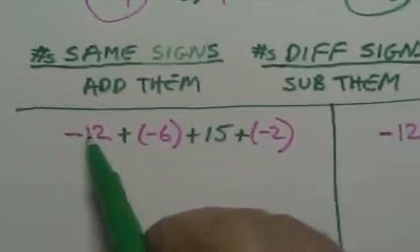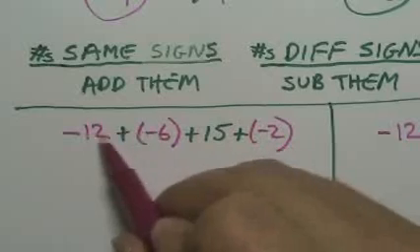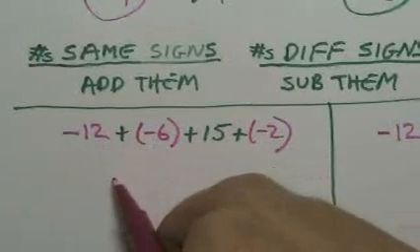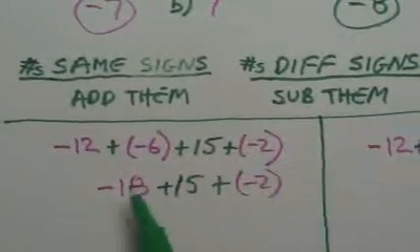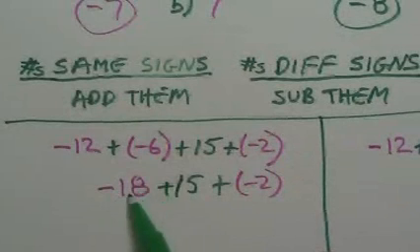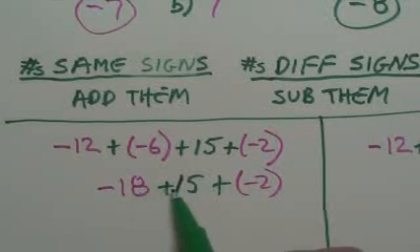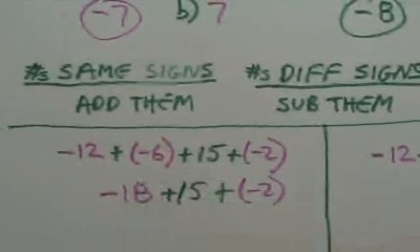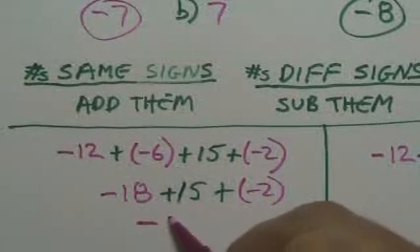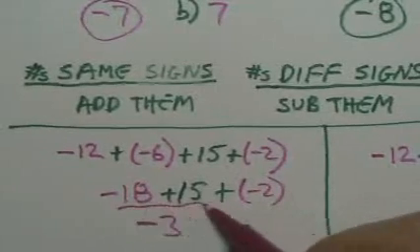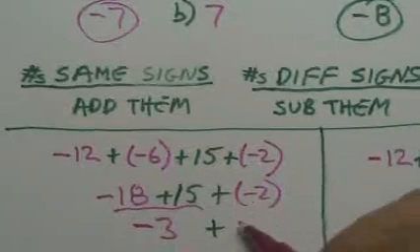Okay, so over here, negative 12 and negative 6, remember, they're the same sign, so I'm going to add them. 12 and 6 is 18. So that's negative 18. I'll bring the rest down. Next, I'll combine these two together. Now, these are different signs. If they're different, you must subtract. I have more negatives, so it's going to be negative. And 18 take away 15 is 3. Bring down the rest, plus negative 2.